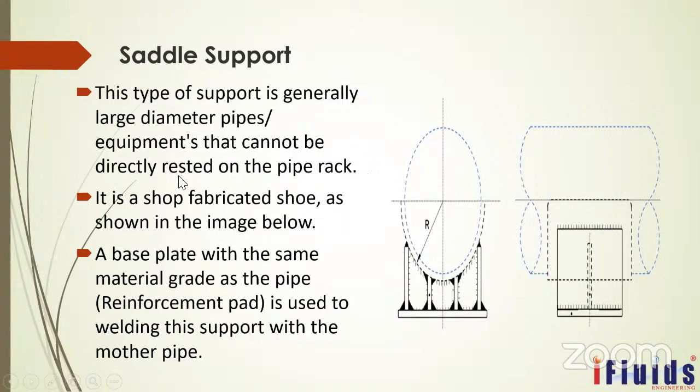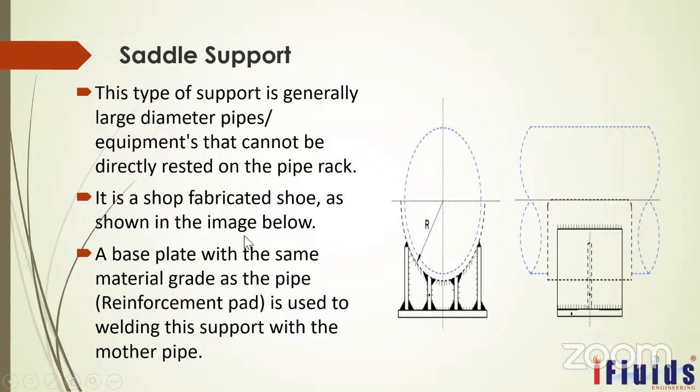It is for equipment that cannot be directly rested on the pipe rack. It is a shop fabricated shoe. It is a kind of shoe because it has some length and height. So it's a kind of shoe support, but it is a saddle support, another name. It comes with a base plate of the same material, which is welded to the pipe.